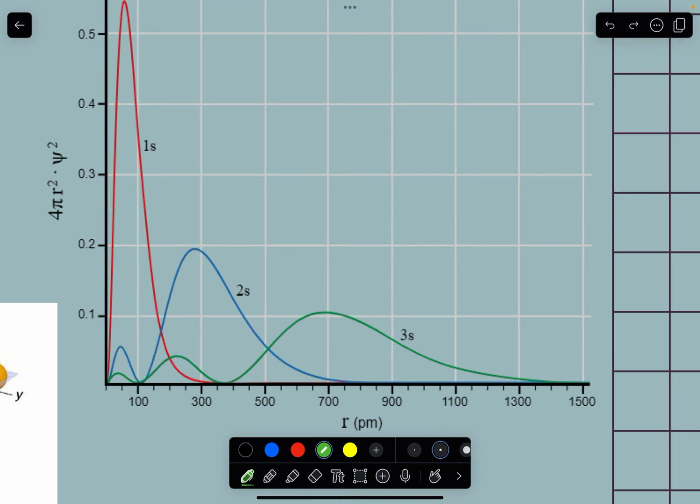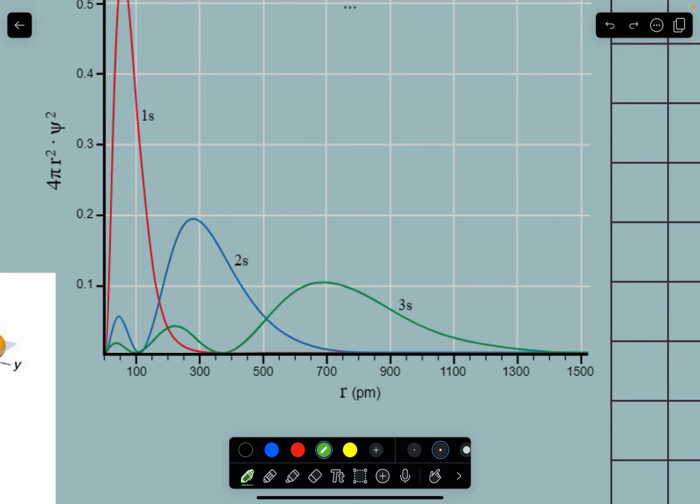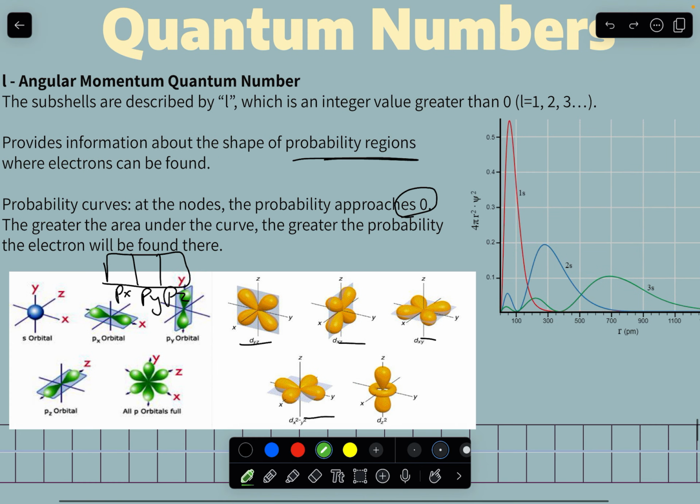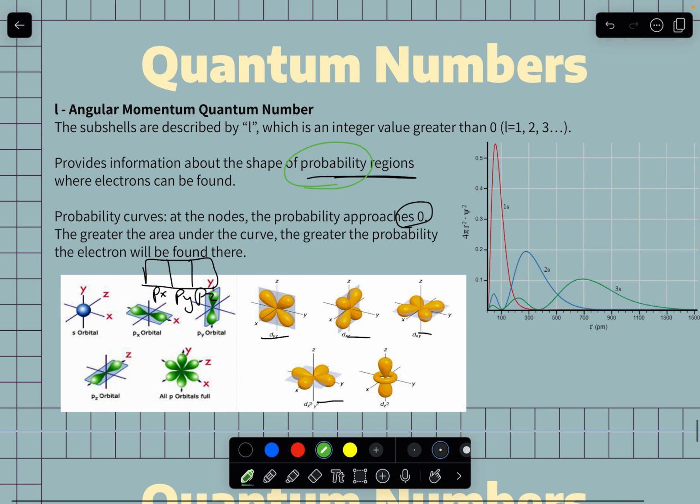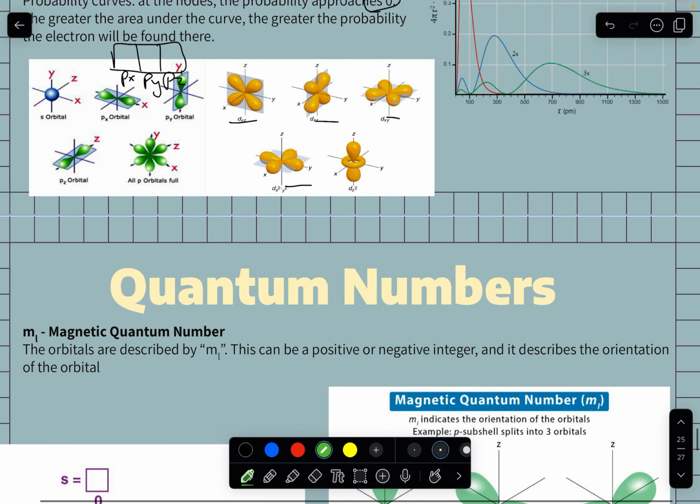And then for the green, 3s, right, you have 3 energy levels. You have a small chance at the beginning, under 100, slightly larger, but still small chance between 100 and like 350-ish, and then a larger chance at about 700 picometers from the nucleus to find an electron. So all these shapes tell you is the probability of finding an electron. Okay, that's what L is.